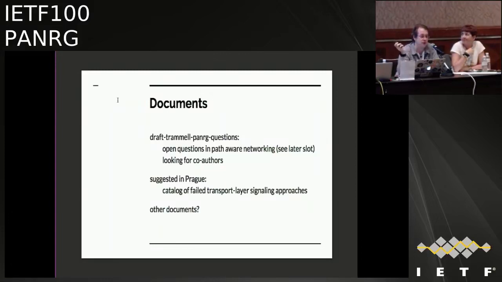We had one suggestion in Prague, because we were talking a lot, especially with Olivier's presentation, about prior work in this space that was especially focused on the transport layer and how it tended not to work. It might be useful to have a catalog of failed transport layer signaling approaches, just a quick document that says, don't do this, that didn't work, and here's why. Not just complaining about stuff. I understand we like to complain a lot in the IETF, but this is about constraining the space for path-aware approaches so that we can make a little bit of progress here.